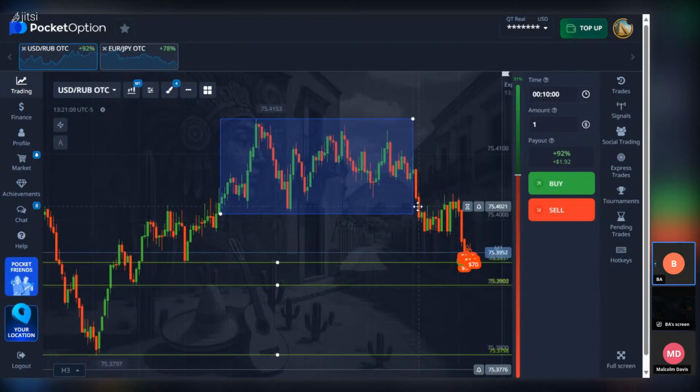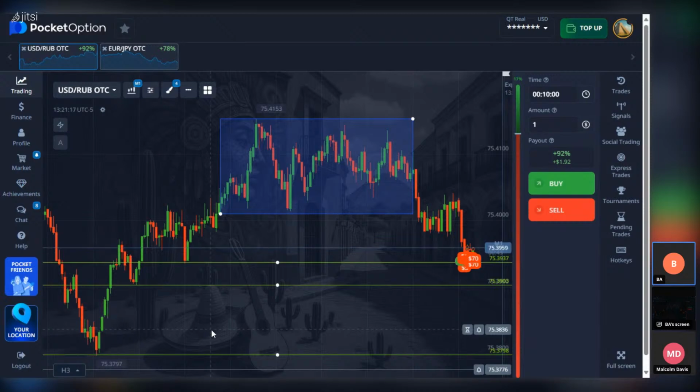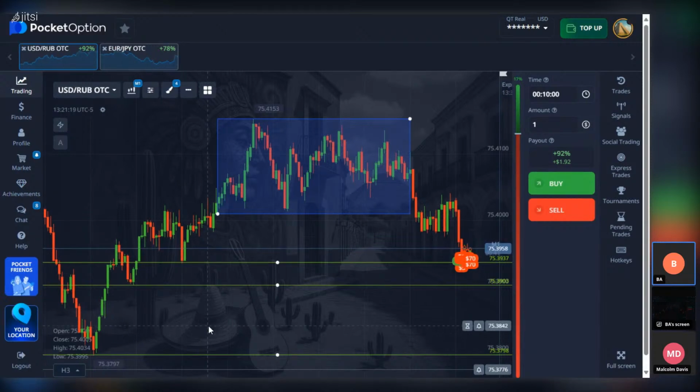If price is in the premium, who is in profit? These buyers right here, these buyers right here, and these buyers right here. So that's where you want to take your profit. If it's done accumulating to go down, you see what I'm saying? That's where you want to take your profit.